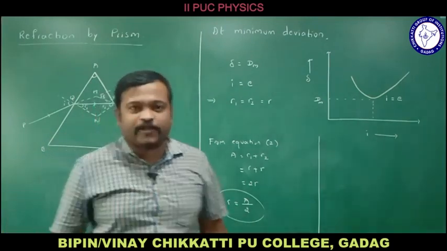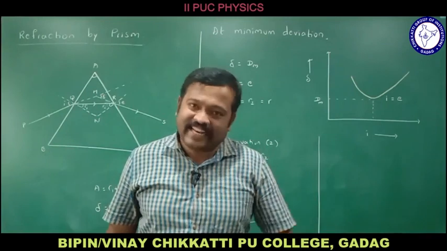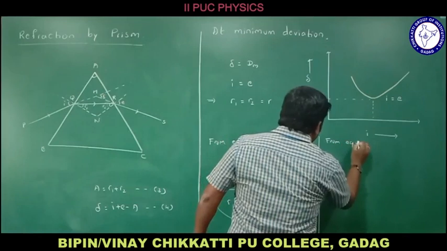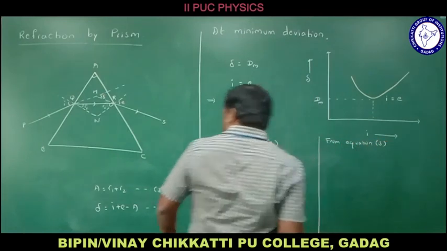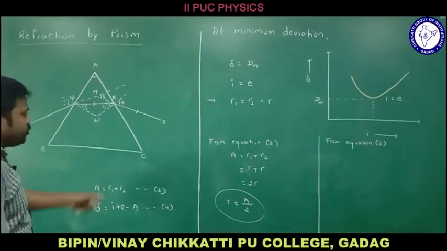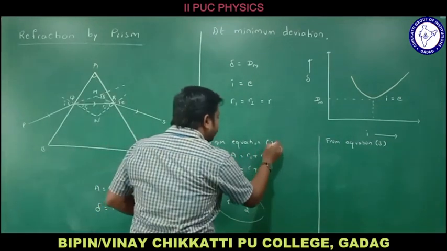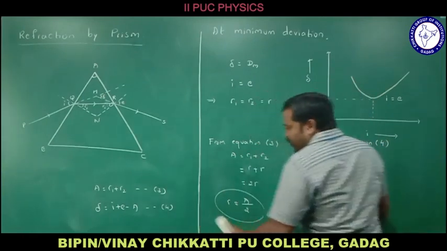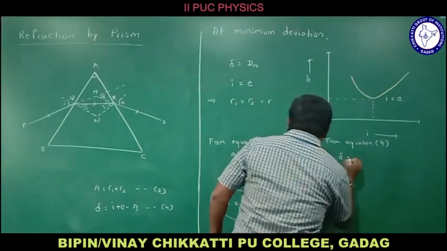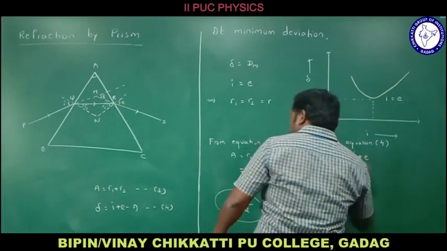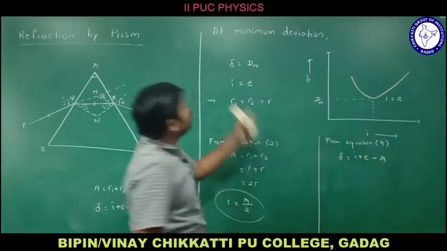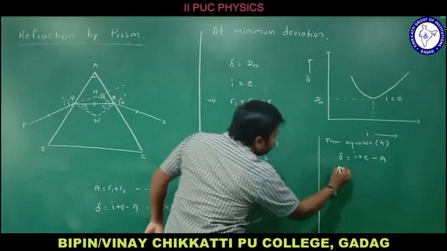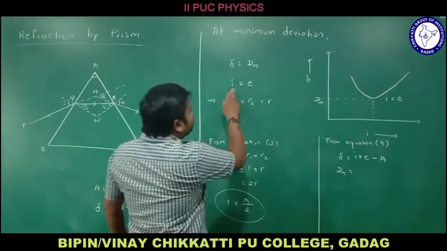What do we need next? We need the angle of incidence to use Snell's law. Okay, sorry, equation 3 is the one I had already taken. Now I'll be using equation number 4. What is equation number 4? Delta is equal to I plus E minus A. Substitute these conditions here. In place of delta, what shall I substitute? Dm, that is the angle of minimum deviation. These two will be equal.